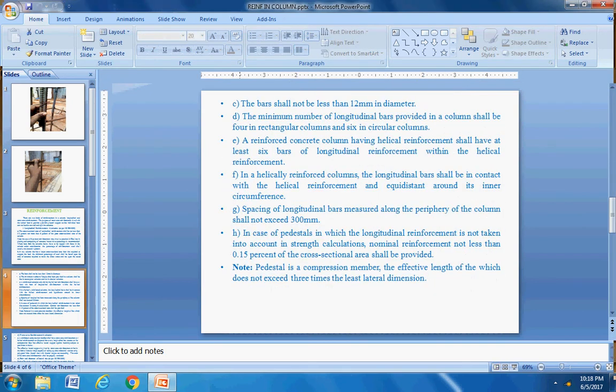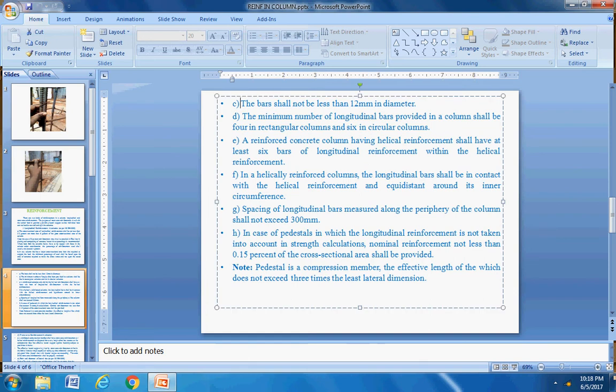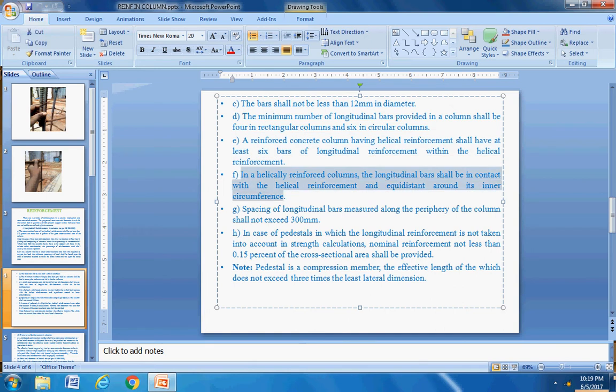The bar shall not be less than 12 mm in diameter. The minimum number of longitudinal bars provided in a column shall be 4 in rectangular and 6 in circular column. If the column has helical reinforcement, the minimum number of bars is 6. In a helical reinforcement column, the longitudinal bars shall be in contact with the helical reinforcement and equidistant around its inner circumference. The spacing of longitudinal bars measured along the periphery of the column shall not exceed 300 mm.